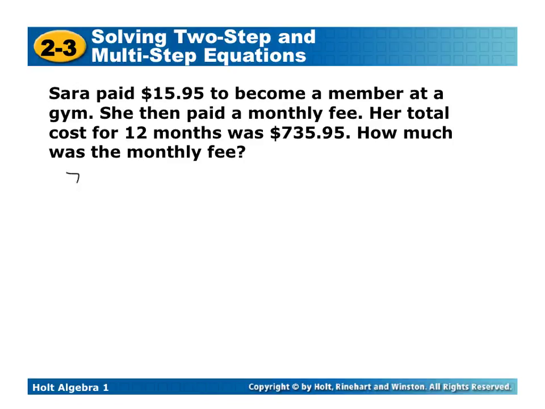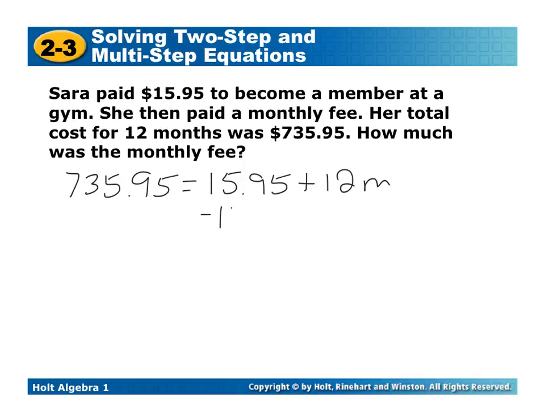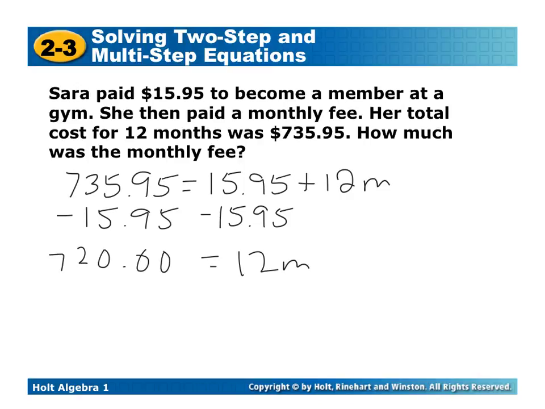So here we know our total was $735.95. We got to that by paying the membership fee, which is a one-time cost or a constant, at $15.95, and then an additional monthly fee, which we don't know. It was 12 months, so it's going to be 12 times our monthly fee. Now we're just going to go ahead and solve. So I'm going to subtract $15.95 from both sides, which gives me $720.